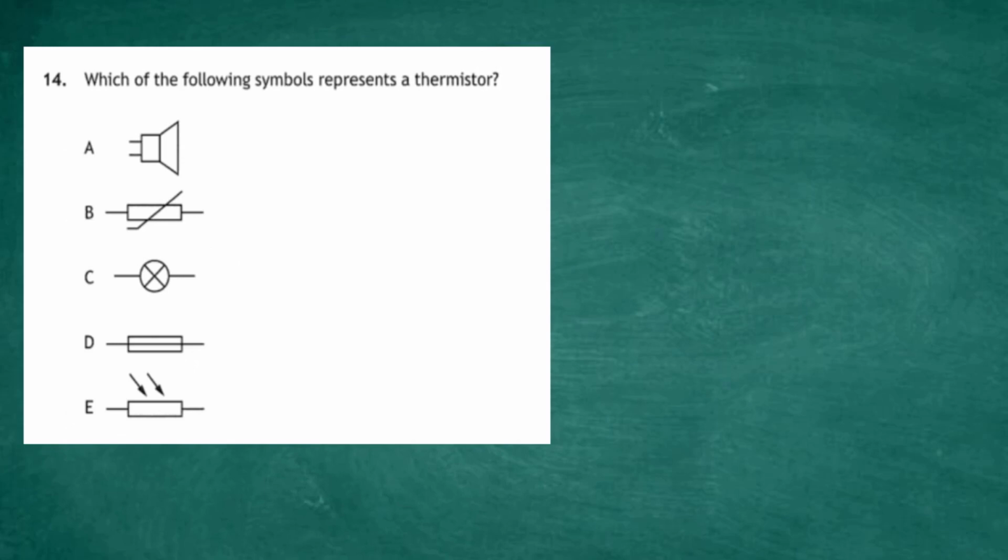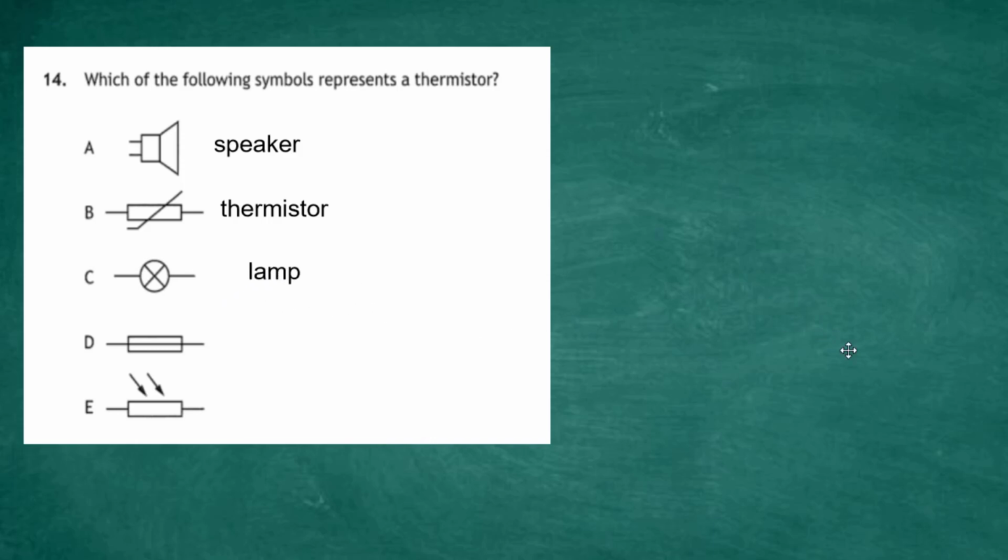Question 14. Which of the following symbols represents a thermistor? Well, you've got to know your symbols. You've just got to go through each one in turn and know what they are. The first one is a speaker, and the second one is a thermistor. Always look for the rectangle, which stands for resistance, and the little hockey stick through it to show you that it's a thermistor. That's the key one to remember.